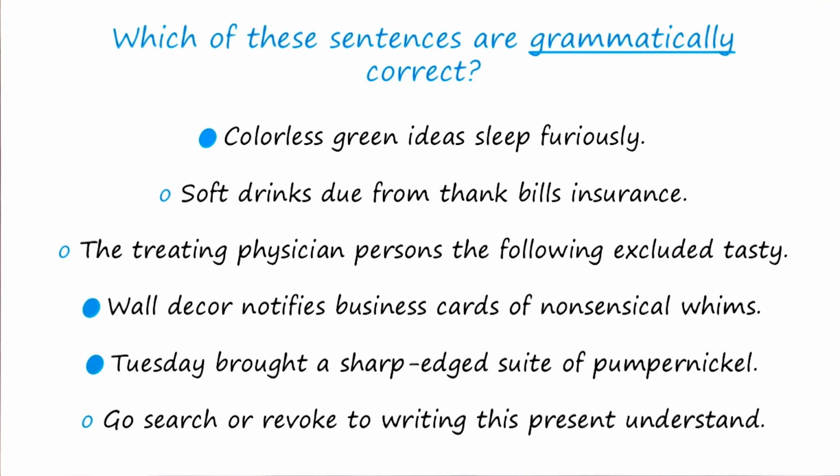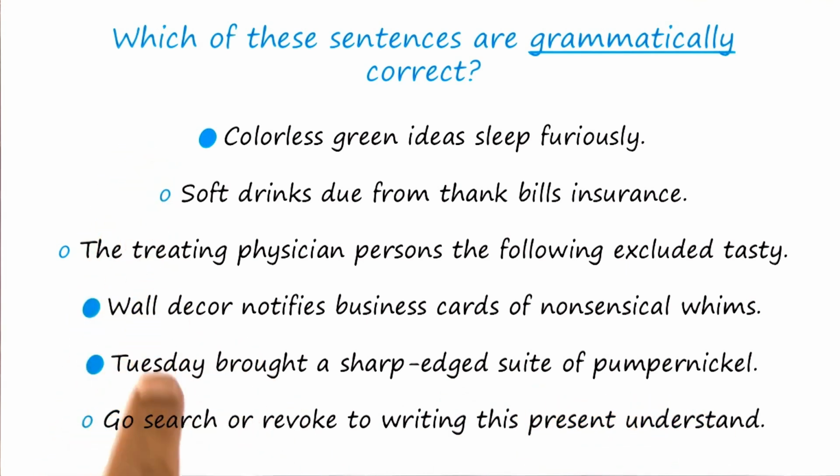For the other 2 positive examples, they still maintain this subject-verb sentence structure. So here we have "Waldcore notifies," which doesn't make sense, but it matches our structure. And here we have "Tuesday brought something," which also makes no semantic sense, but can still be thought of as grammatically correct. Similarly, "Tuesday bringing something" does make some sense, but "a sharp-edged sweet of pumpernickel" makes no sense whatsoever.